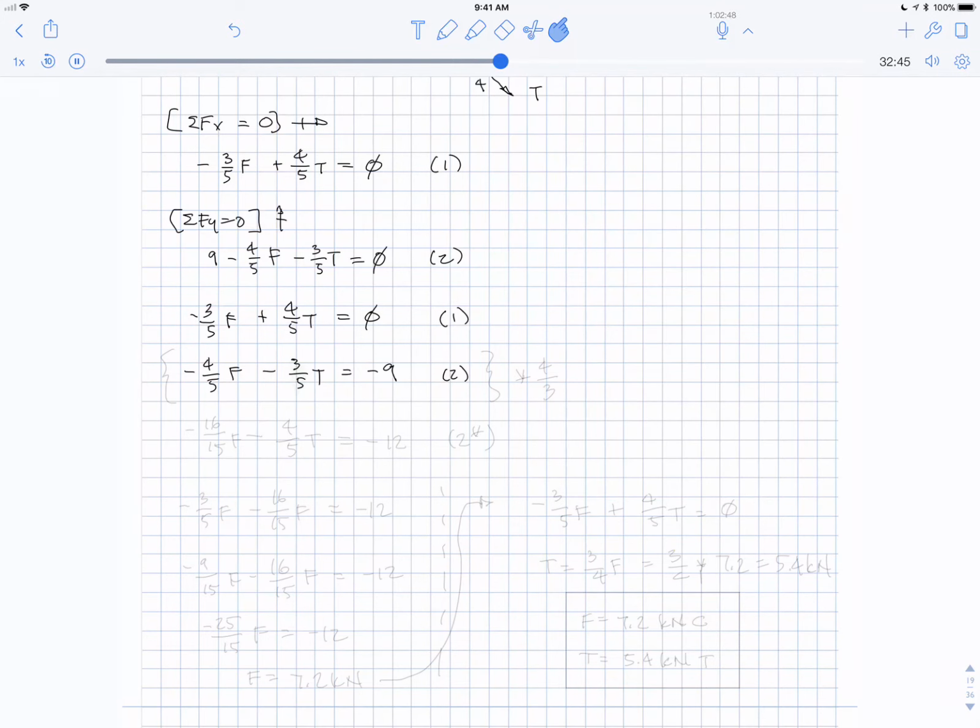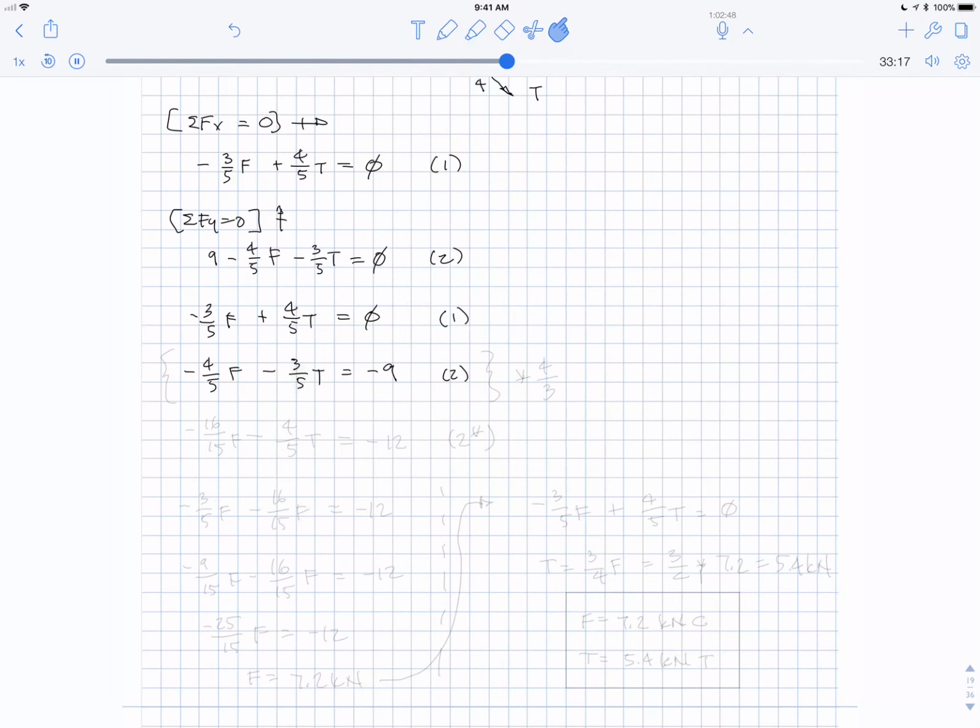So you can solve these any way you want. I can think of 3 ways off the top of my head. 1, put it in your calculator. 2, solve equation 1 for, let's say, F. Then put that into equation 2 and solve equation 2 for T. Or what I'm going to do right here is multiply equation 2 by something that will make one of the terms equal to the term in equation 1, and then subtract the equations.